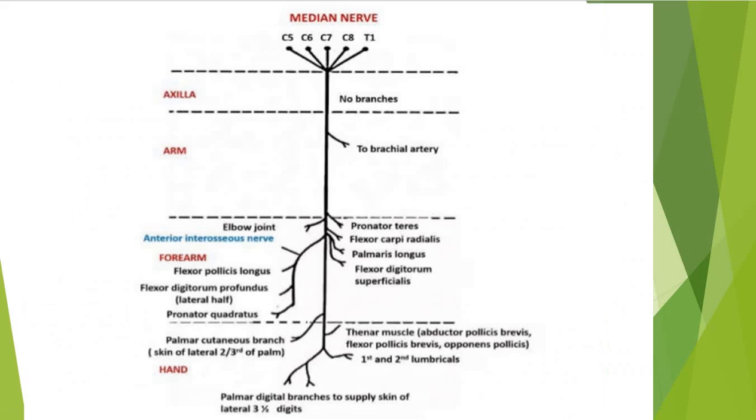So we'll see a flow chart of it. From the nerve root, in the axilla, no branches; in the arm, to the brachial artery. Then at the elbow joint, the anterior interosseous nerve; in the forearm, flexor pollicis longus, flexor digitorum profundus, and pronator quadratus. Pronator teres, flexor carpi radialis, palmaris longus, and flexor digitorum superficialis are supplied at the level of the forearm. At the hand, the palmar cutaneous branch gives skin to the lateral 2/3 of the palm. Palmar digital branches supply the 3.5 digits. The thenar muscles are abductor pollicis brevis, flexor pollicis brevis, and opponens pollicis. And the first and second lumbricals are also supplied.